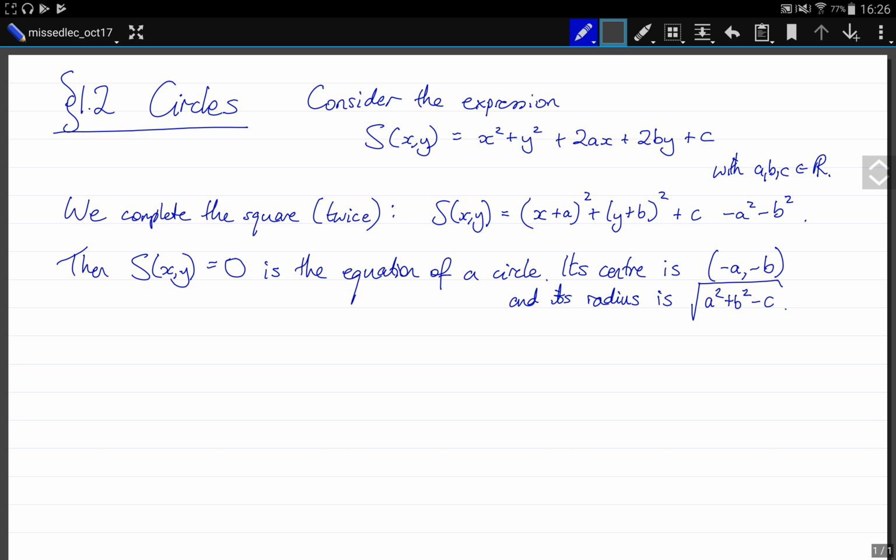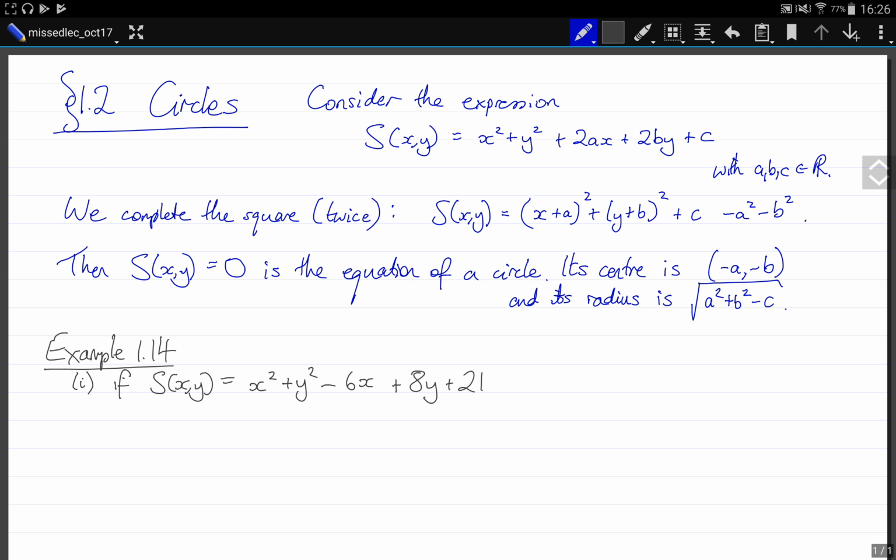Okay, let's do some examples of this. Example 1.14. If s of xy is the expression x squared plus y squared minus 6x plus 8y plus 21, then what do we know about the equation s of xy equals 0? Well, in contrast to some of the strange examples we did in the previous lecture, this really is a circle, and the parameters compared to the general form are 2a is equal to minus 6, 2b is equal to 8, and c is 21.